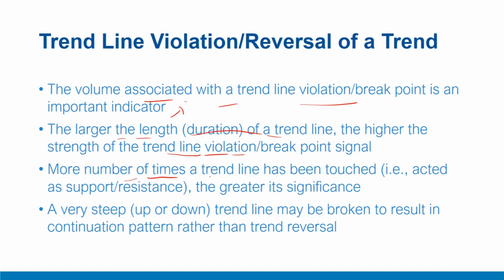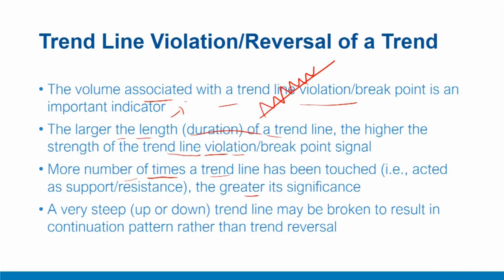The more times a trend line has been touched, or has acted as a support or resistance zone, the greater its significance. However, many times a very steep up or down trend line may be broken, but it may not result in a change in trend, but only a continuation pattern rather than a trend reversal.